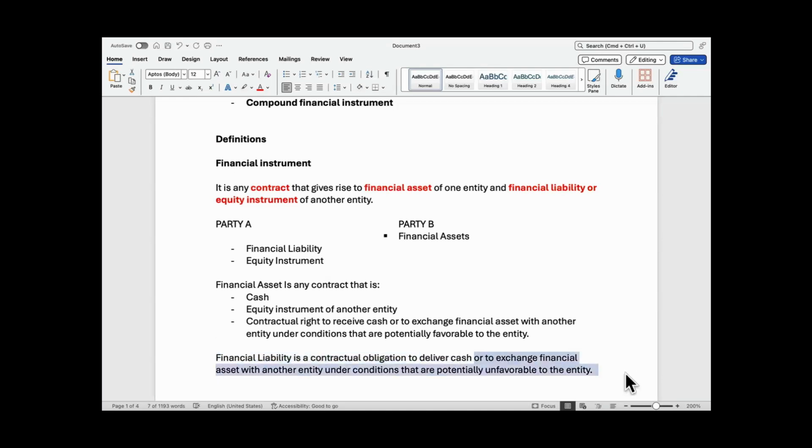This is secondary. Might come back to this. That's not the focus for now. Again, financial assets, these three: cash, equity instrument of another entity, contractual right to receive cash. Understand that. So when you see a transaction, you say, this one is financial asset. Then you should be able to spot financial liability by first understanding who has an obligation to deliver cash. Then that party has a financial liability.